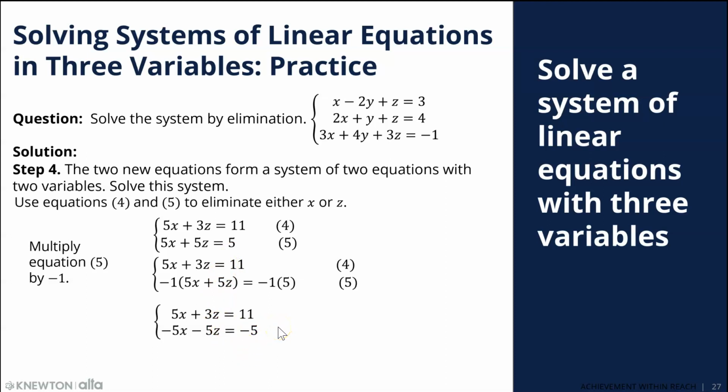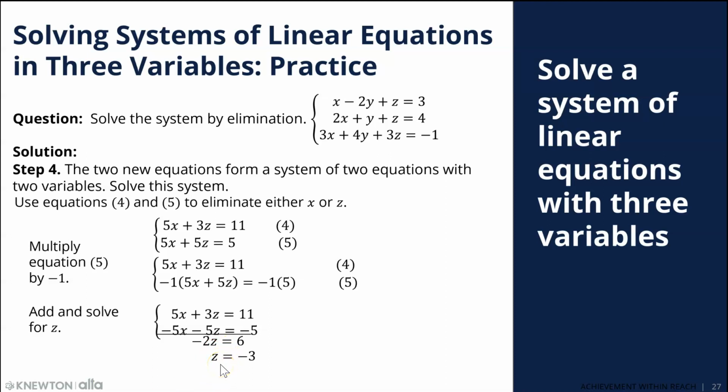So adding the two equations, you eliminate x, and then you have negative 2z equals 6. And then you divide both sides by negative 2 here to solve for z. z is equal to negative 3. So we now have a value for z, and then we can do backward substitution to solve for the two other variables.